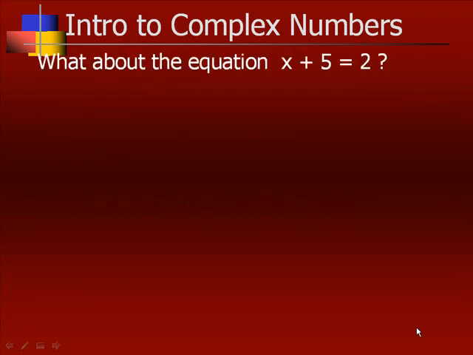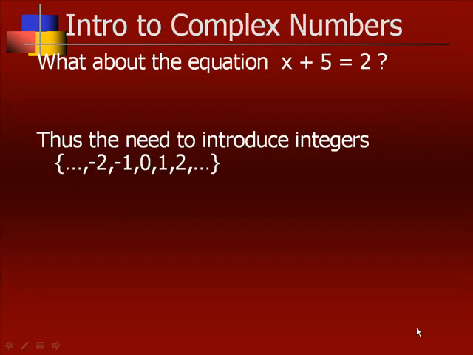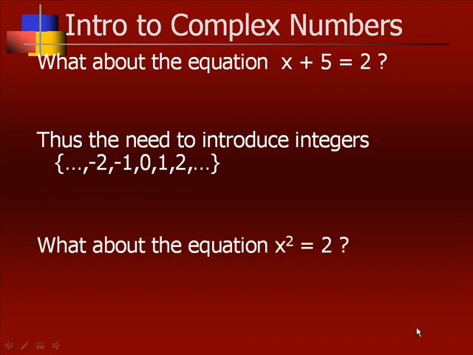Well, what about the equation x plus 5 equals 2? Well, that one, if you only had the set of whole numbers, anything plus 5 is not going to give us 2. Therefore, we had to introduce the integers to get the negative numbers. So then we could say negative 3 plus 5 is 2.